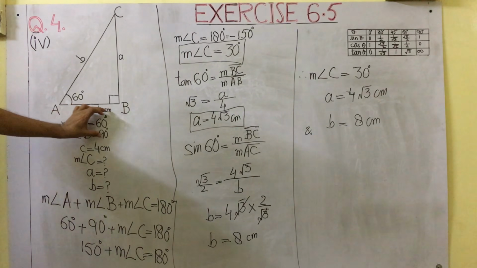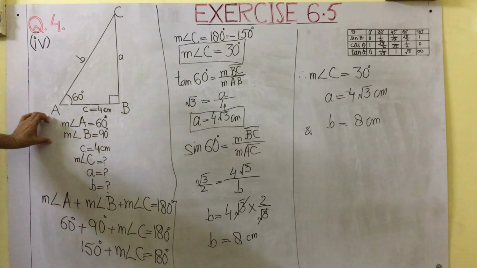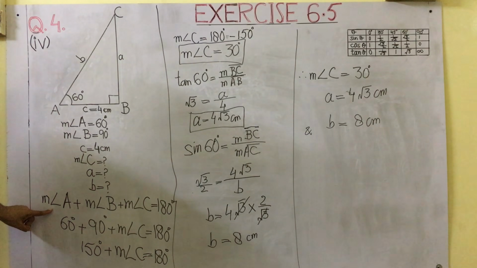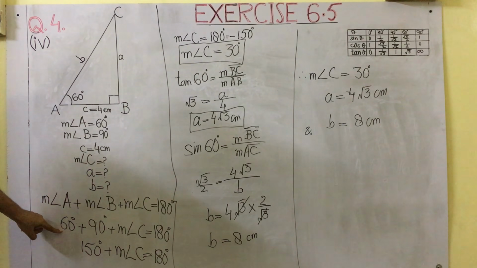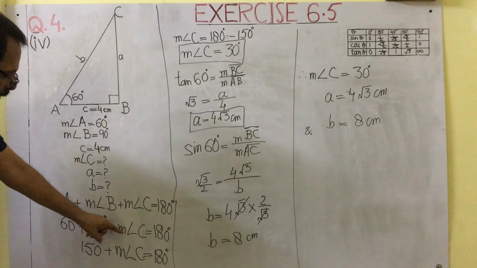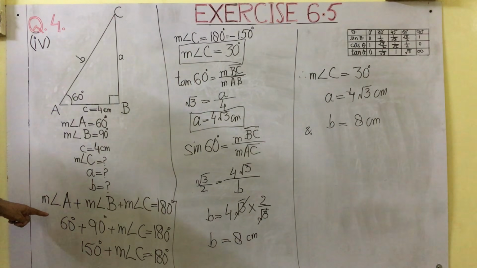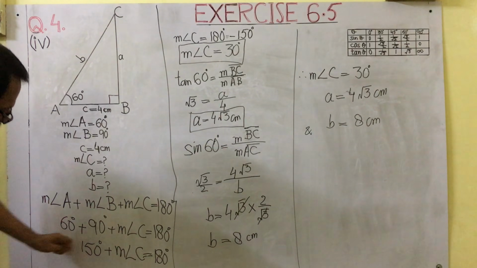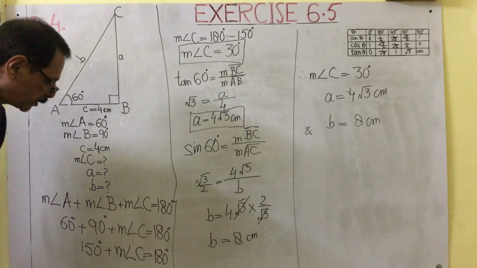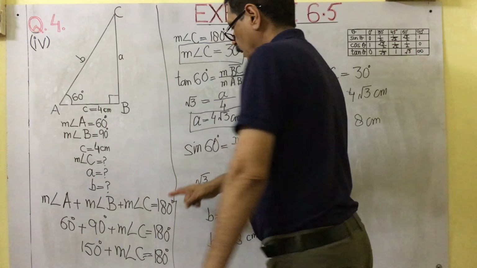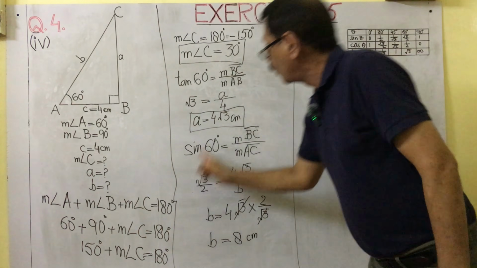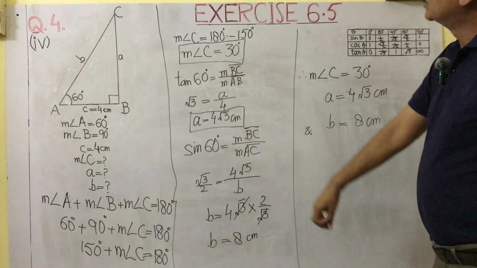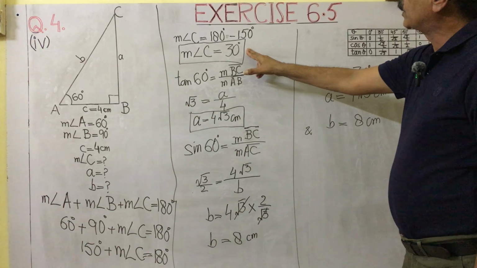Now two angles are given. The third angle can be found by using the sum of three angles equal to 180 degrees. Putting the values, angle A is 60 degrees, angle B is 90 degrees, plus angle C is equal to 180 degrees. 60 plus 90 is 150 degrees, plus angle C is equal to 180 degrees. Angle C is equal to 180 degrees minus 150 degrees. So angle C comes to be 30 degrees.